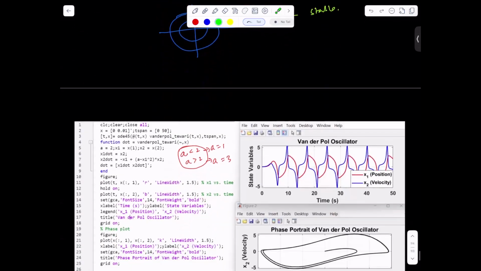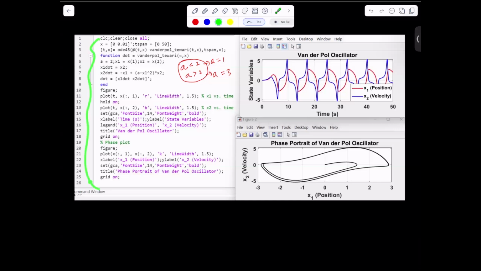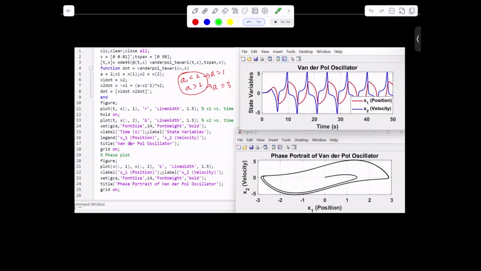In the last lecture, we had many examples, so you can follow the same procedure to find the phase portrait, one variable with respect to another variable. Here x2 is plotted with respect to x1. This is the same way you can write the MATLAB code for the other examples you have done in the last lecture. I hope this will help you understand the limit cycle and also write the MATLAB code for getting the phase portrait of a second order system.